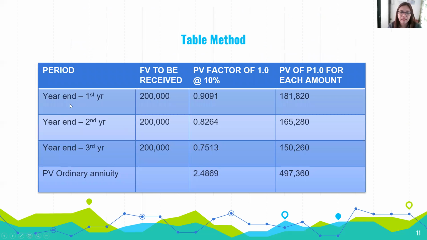Okay, at year end, on the first year, at year end, your 200,000, the present value is 182. Why don't we just multiply by the present value? How to get the present value? Class, again, sometimes there is a table. But if there's no table, all you need to do is divide to get the present value factor. Okay?